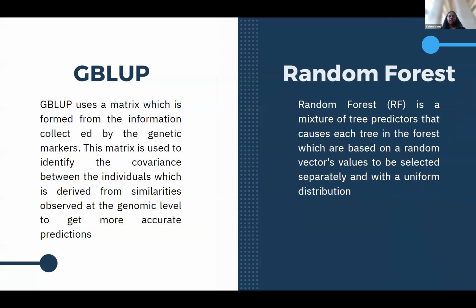Covering the first model, GBLUP, also called Genomic Best Linear Unbiased Predictor. It is a conventional model. It assumes that all markers are equally responsible for the trait of interest and employs a genomically estimated connection matrix with similar variation across all markers. Next up is random forest. It's a non-parametric model which is categorized in the supervised machine learning method and has been demonstrated to be capable of identifying connections between the markers.